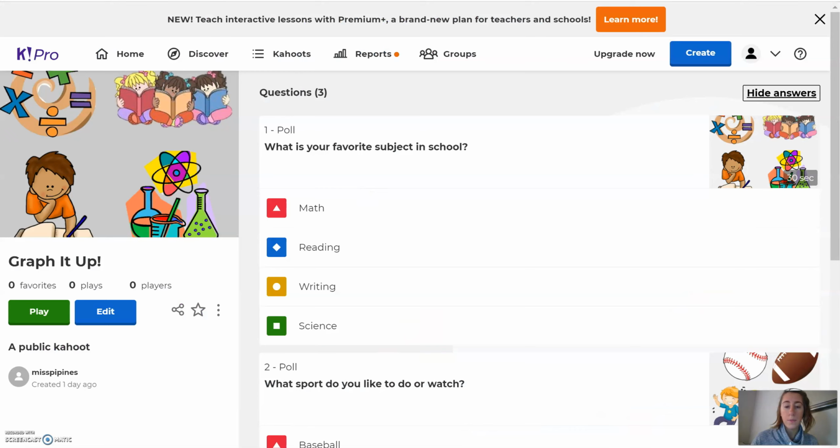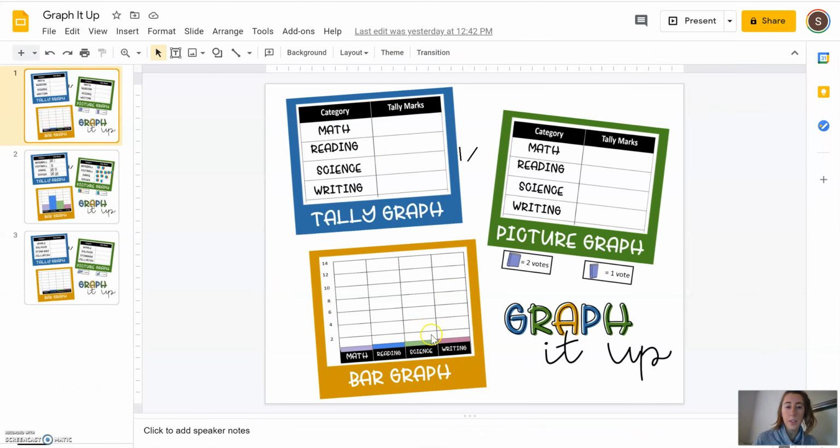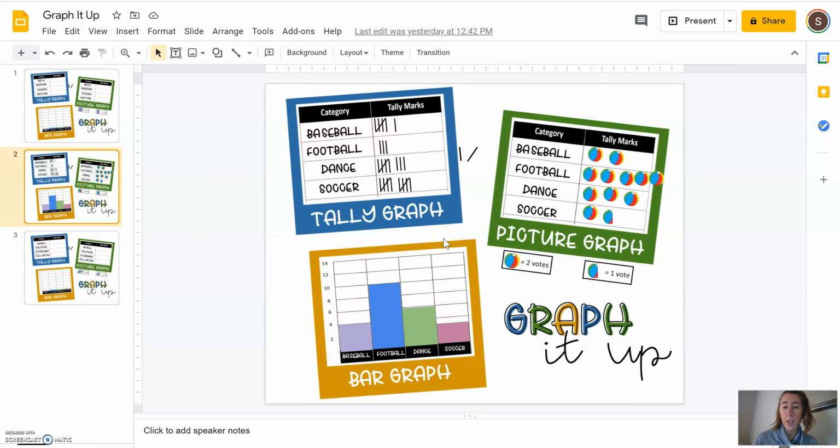So this is our second one. This is Google Slides, and as you can see, we have a tally graph, a picture graph, and a bar graph with the same categories as the Kahoot. So this is just an example of what it would look like.